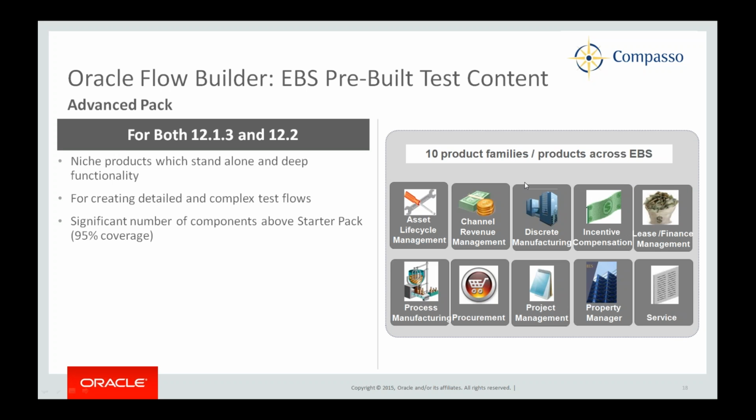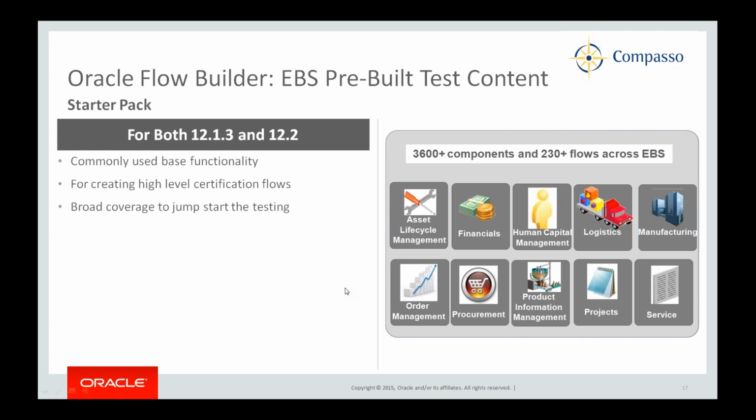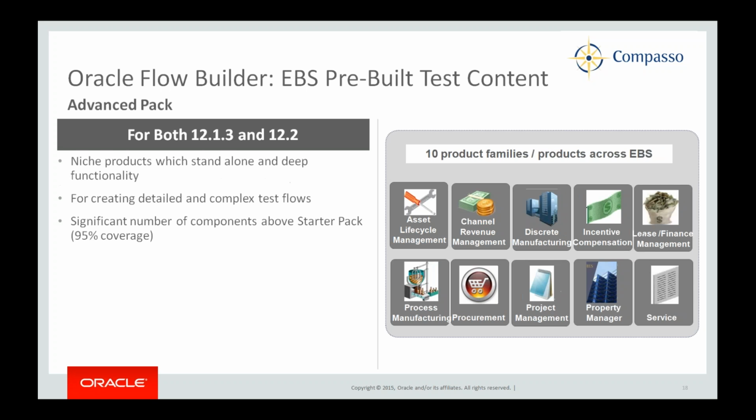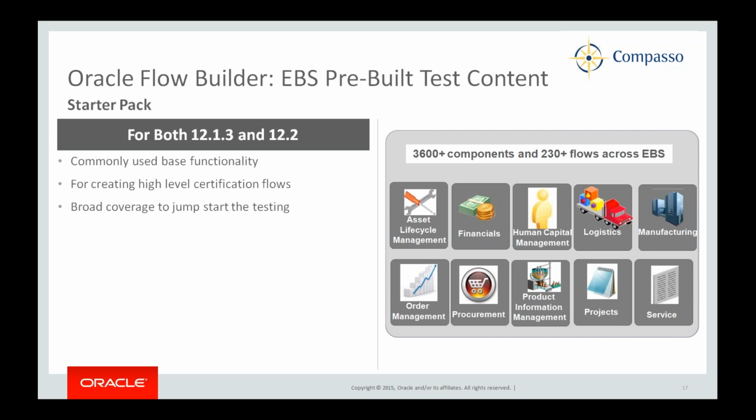On top of that, you can also additionally acquire the Advanced Pack, which, as you can see, covers 10 product families. It spans across all these products that you see listed here, from channel revenue management, asset life management, and so on. Now, the question could be, what's the difference between the starter pack that actually comes with Flow Builder and the Advanced Pack? So the starter pack is certification flows, key business flows, the must-have.